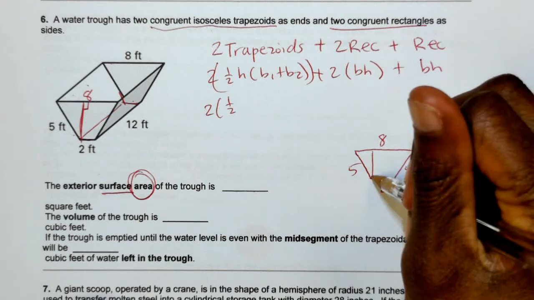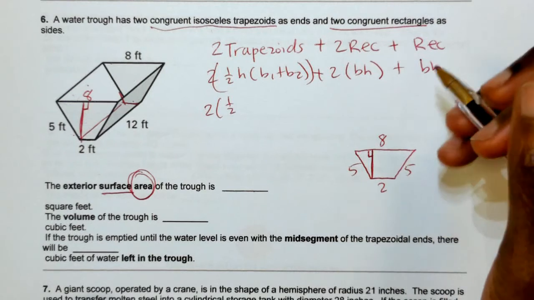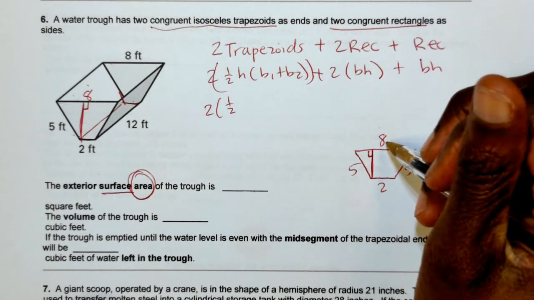All right, to get the height, we use Pythagorean theorem, so we need to create a right triangle, so that's the way we can use Pythagorean theorem. And 8 is the whole thing.